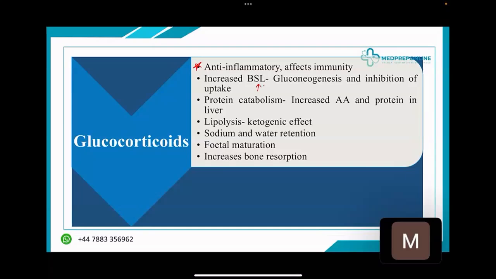So the net effect will be increased blood sugar level. So can someone tell me what is the clinical significance of this in our practice? Specifically related to obstetrics. What happens when you give steroid to a mother? So it causes an increase in the blood sugar level.